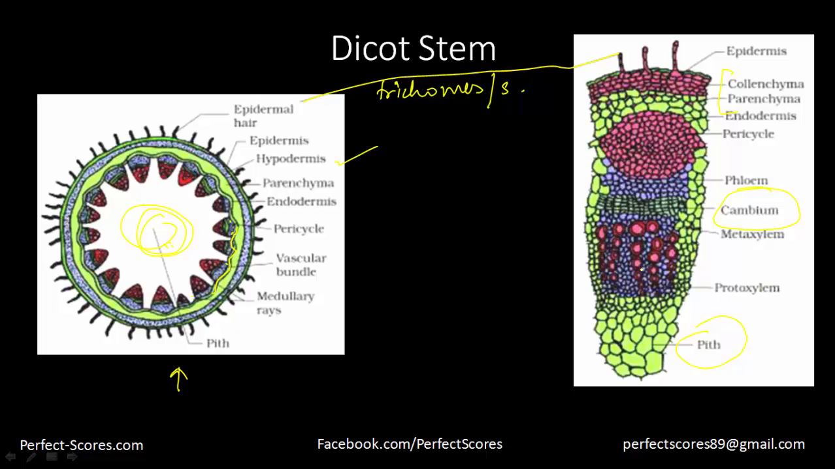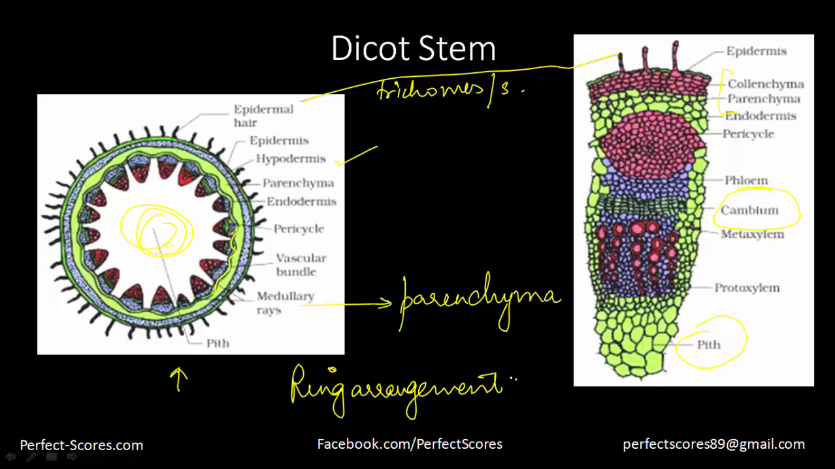And one more thing you can observe over here is that medullary rays are present. Now these medullary rays are made up of parenchyma, so we can say these are parenchymatous cells. Additionally, the vascular bundles are arranged in the ring form. So the ring arrangement of vascular bundles is present.